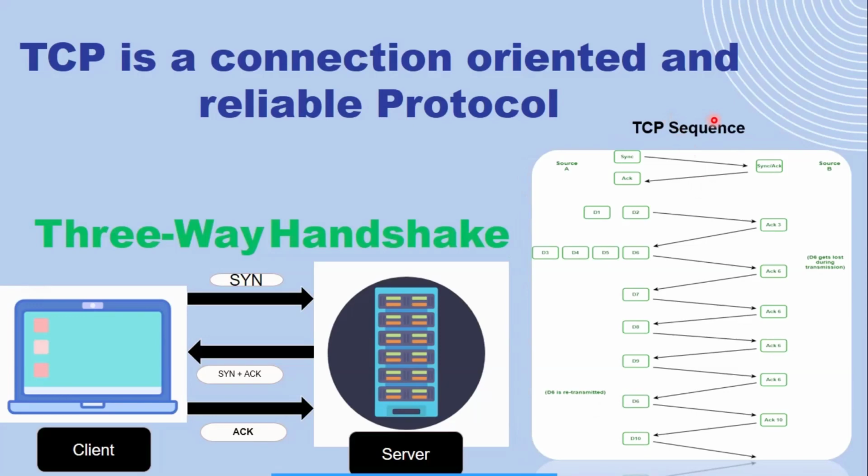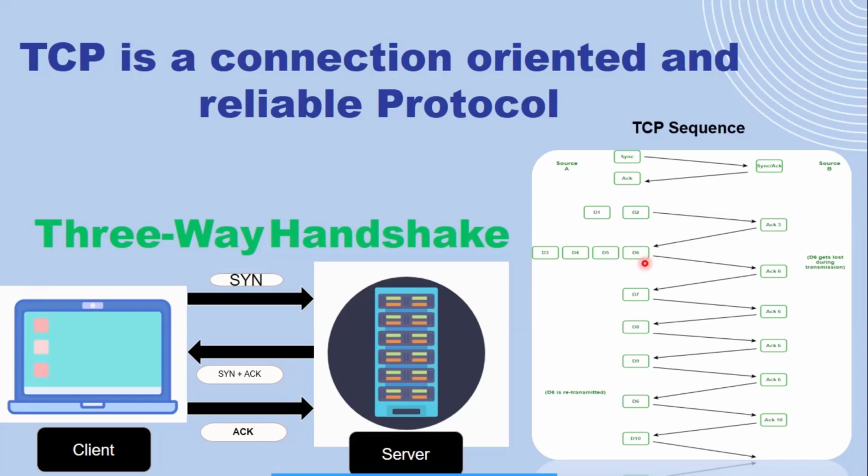TCP is also sequenced. Sequencing means it is maintaining communication between sender and receiver, like source A and source B. It is also responsible for sending data in a particular sequence. Sequence means it will add a number to the data, because if we are sending data from one device to another, there is a possibility that data might drop. So when data is going in sequence, there is a chance to find out and retransmit the data.